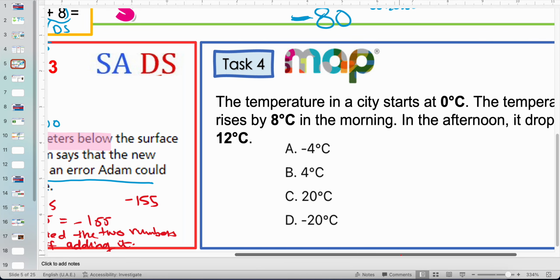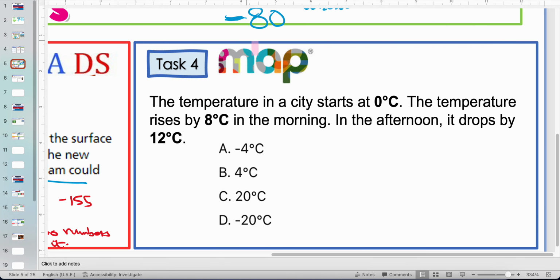Let's do this question. The temperature in a city starts at 0. The temperature rises by 8 in the morning and drops by 12. Drops. So it was 0, rise 8, drop 12. Let's do this. I have 3 numbers here. Let's combine each 2 together. Let's do these first 2.